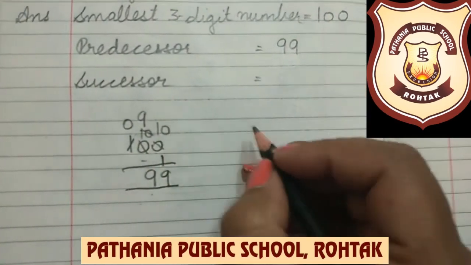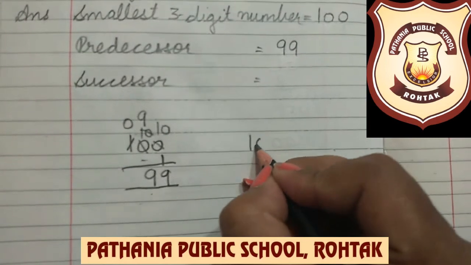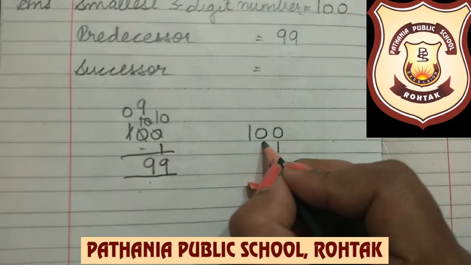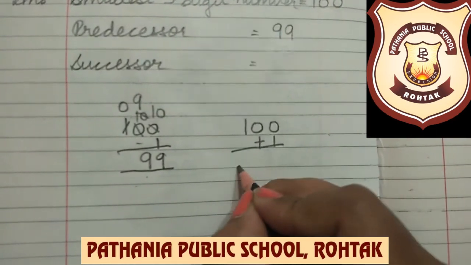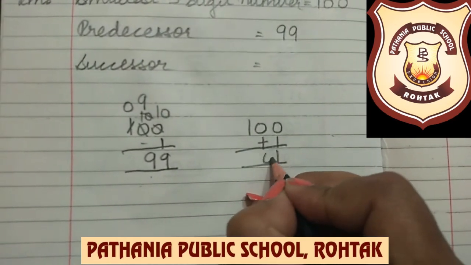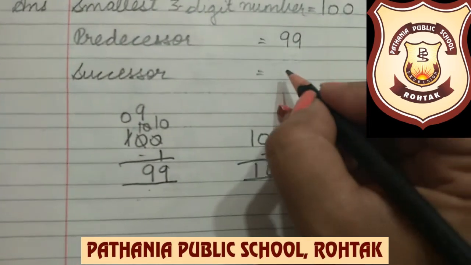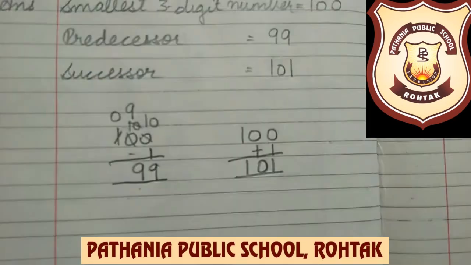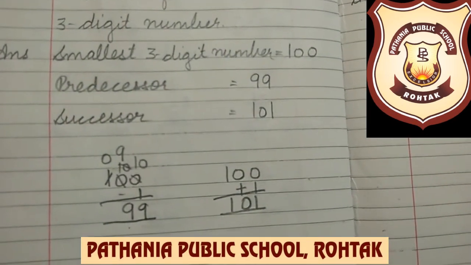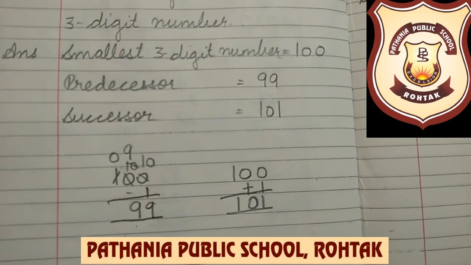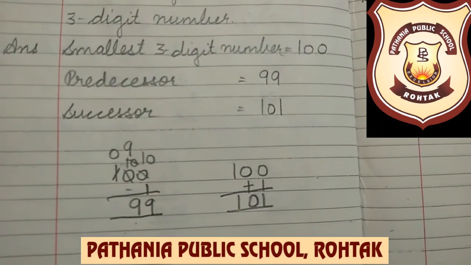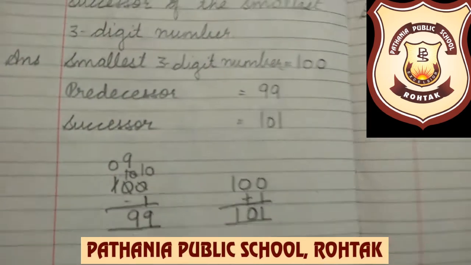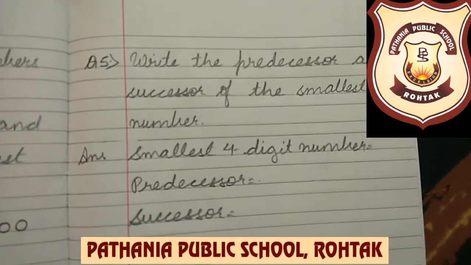Now we will find the successor. And for finding the successor, what will we do? Tell me fast. Yes, we will add 1 to it. Now 0 plus 1 is 1, 0 will remain the same and 1 will remain the same. So 101 is the successor of 100. So here, beta, we have found the predecessor of the smallest three-digit number is 99 and the successor of the smallest three-digit number is 101.